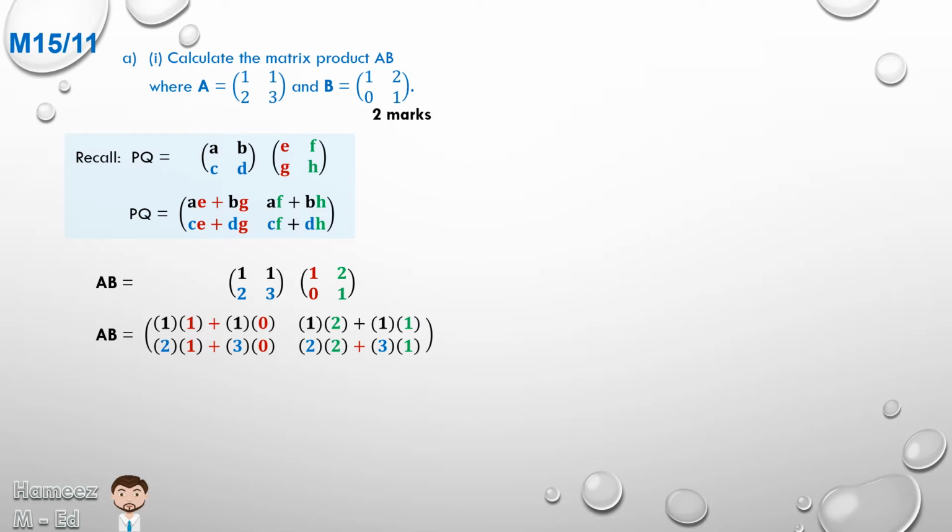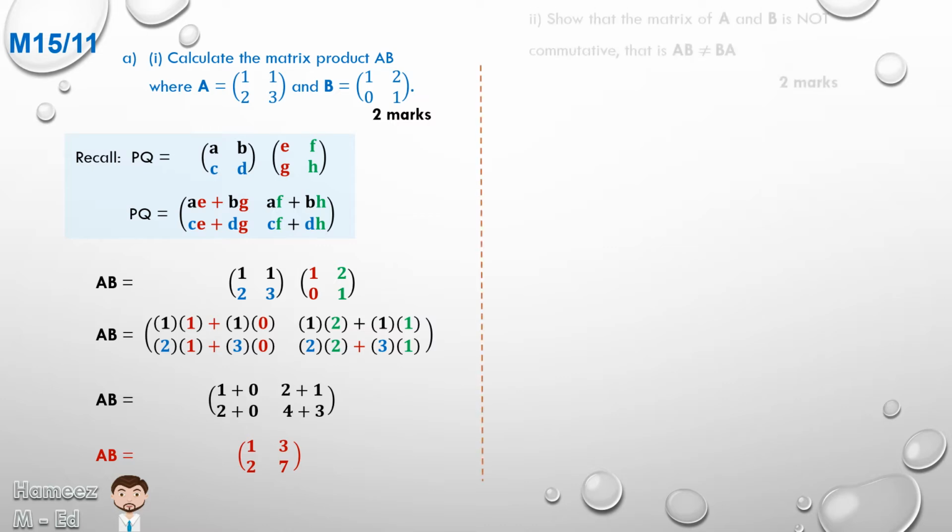And we can simplify that. 1 one is 1 plus 1 zero is 0. And 1 two is 2 plus 1 one is 1. Then 2 ones are 2 plus 3 times 0 is 0. And then 2 twos are 4 plus 3 ones are 3. And we can simplify. 1 plus 0 is 1. 2 plus 1 is equal to 3. 2 plus 0 is equal to 2. And 4 plus 3 is equal to 7. So we found AB.